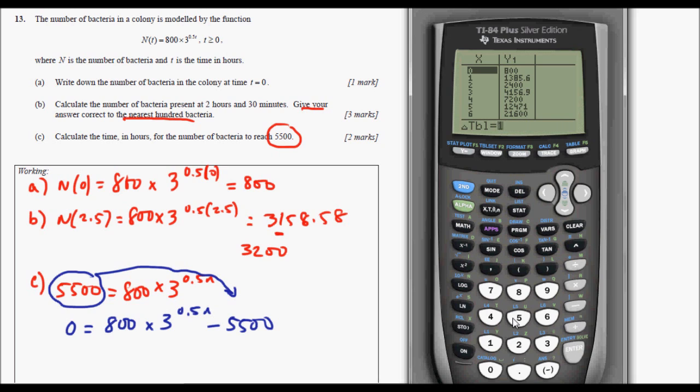I can just do plus, and I could have it go by 0.5s. And look what happens there. Ooh, there's my 2.5, 3158.6. Okay, see? So I got the answer there. So it's pretty nifty.